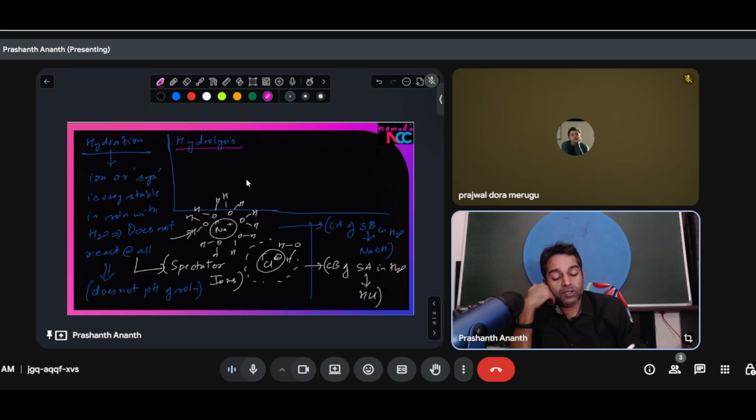What is meant by hydrolysis over here? The name itself is telling you roughly what is happening. Hydro and lysis. Electrolysis means that in the presence of electricity, some bond breaking is happening. So any lysis means bond breaking is happening. Hydrolysis means some bond breaking happens.